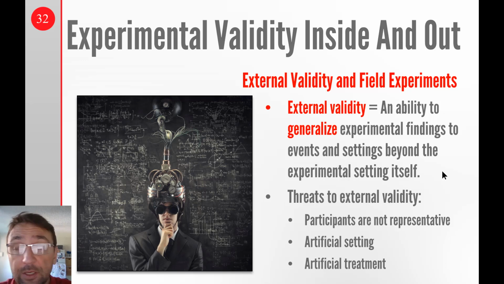So note that most experiments, or many experiments, are done in a lab with first-year psychology students, as we joked about, and a whole lot of other things. These are very artificial settings, and there can be a threat to external validity if you can't really generalize outside of that setting. So the participants might not be representative, the setting could be artificial, or the treatment could be artificial.